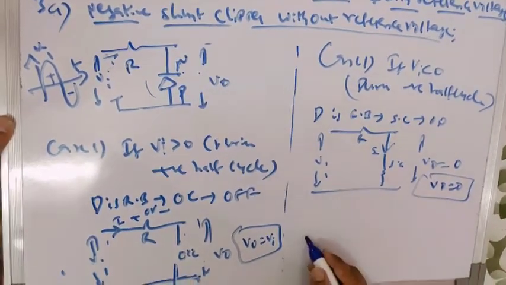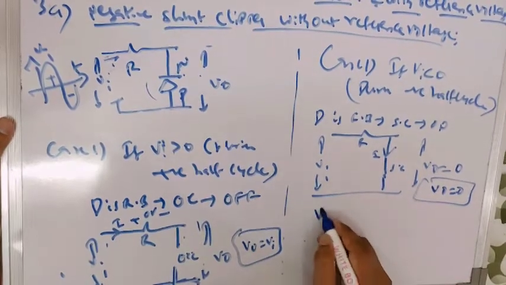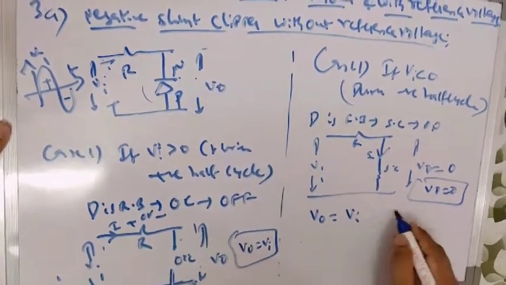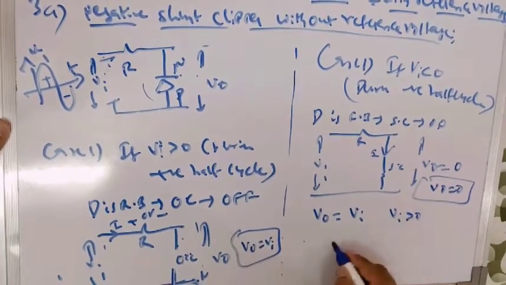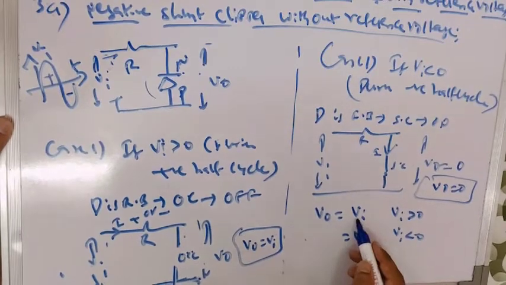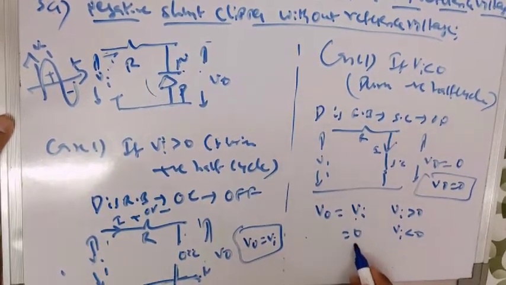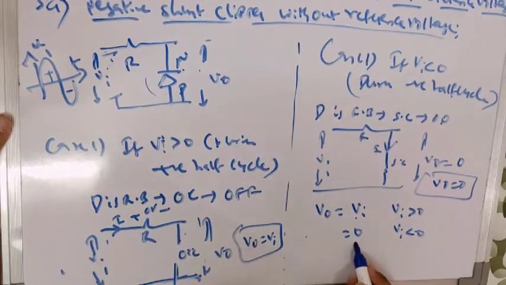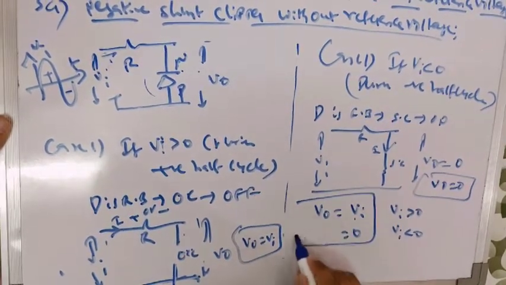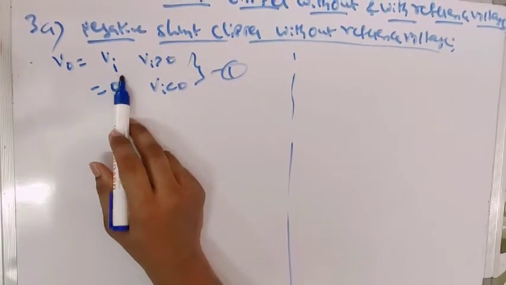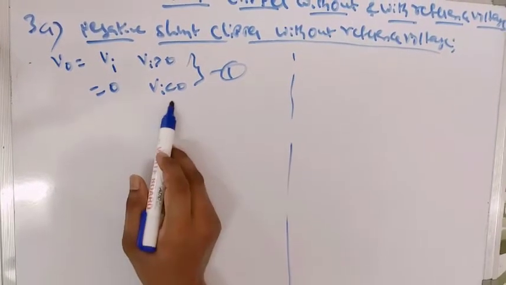Now what is the mathematical expression here? The output response expression is V naught equal to Vi for Vi greater than 0, and equal to 0 for Vi less than 0. That is, it allows the positive portion of a signal and attenuates, stops or clips the negative portion of a signal. That's why it is called a negative shunt clipper. So here V naught is equal to Vi for the positive portion and equal to 0 for the negative portion.